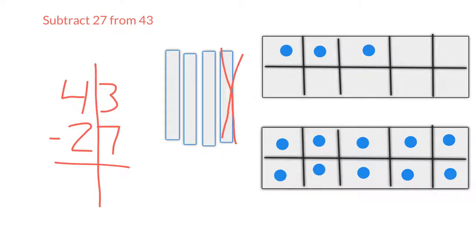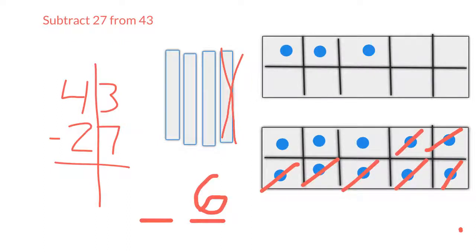Now I have 13 ones, and I can take 7 of them away. So I'm going to start crossing them out. I'm going to take 7 of them away. 1, 2, 3, 4, 5, 6, 7. So in the ones place, I am left with 6 ones.